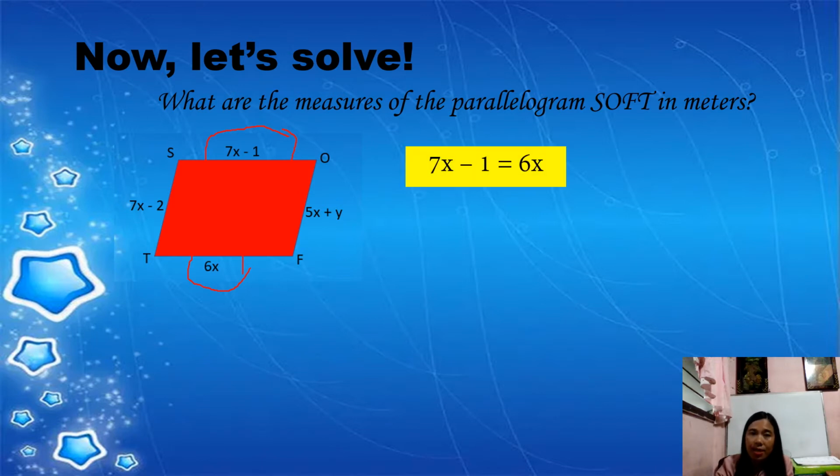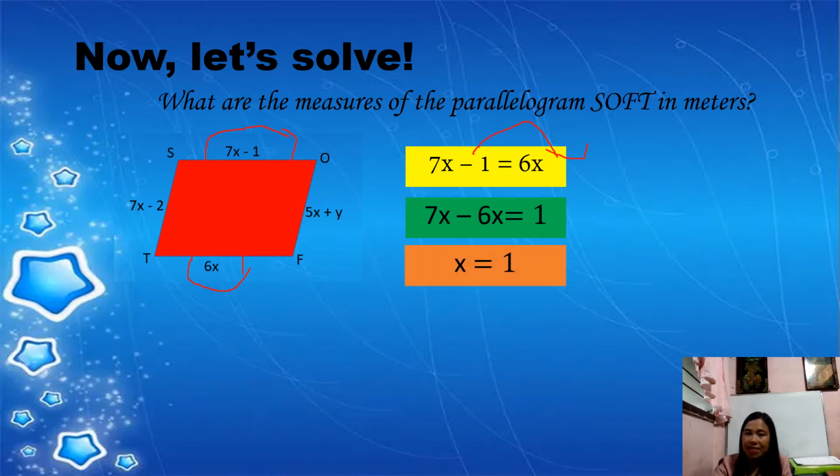So we have 7x minus 1 equals 6x. Now, we have to transpose 6x to the other side of the equation for us to combine the x terms. So we have 7x minus 6x equals 1. Negative 1 here is also transposed to the other side, so that's why it becomes positive 1. Now 7x minus 6x is x. So therefore the value for x is 1. That's just the value for x.